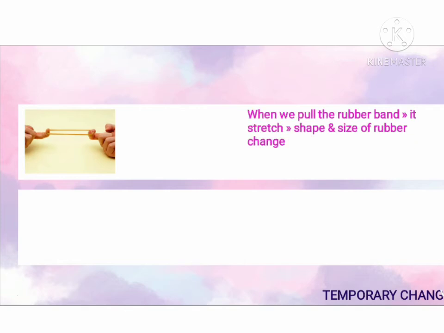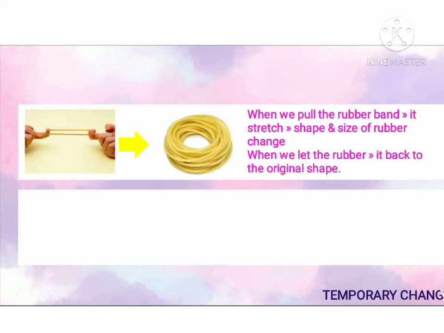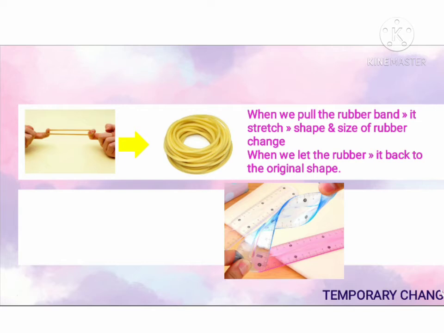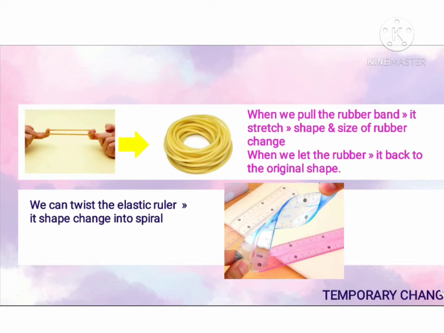Look, when we pull the rubber band, it stretches. The shape and size of the rubber is changed. And then when we let go of the rubber, it goes back to the original shape. That's why we also classify it as temporary change. What about this? If we twist the elastic ruler, its shape changes into a spiral. If we release it, it goes back to the original shape, flat.